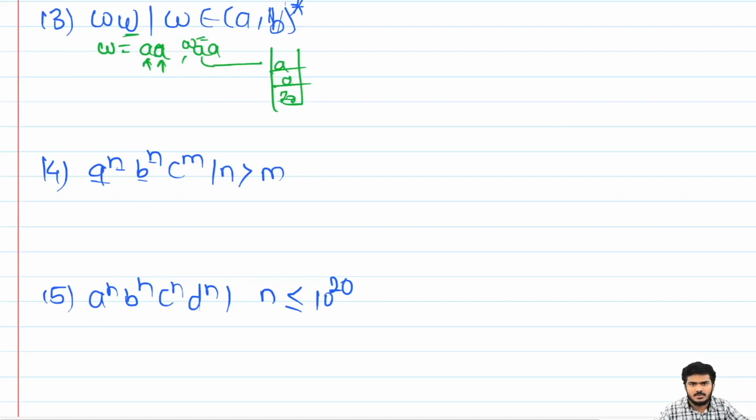This a is compared with this a and popped, and this a is compared with this a and popped, and finally we are getting epsilon, and epsilon is compared with z naught. So we will accept this, but the problem is that suppose we get a string like this.